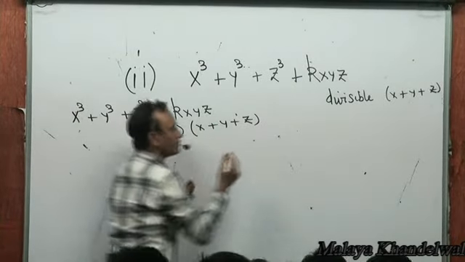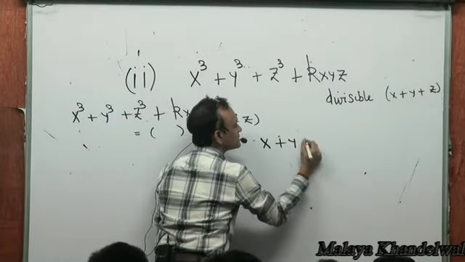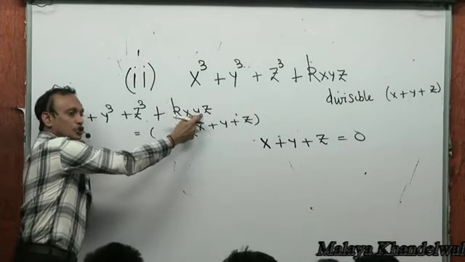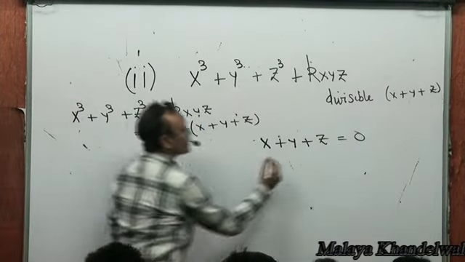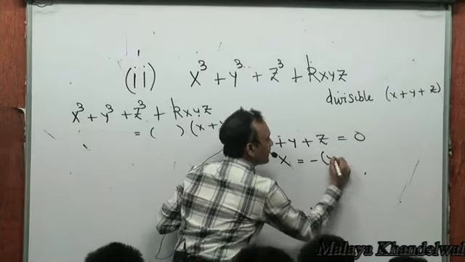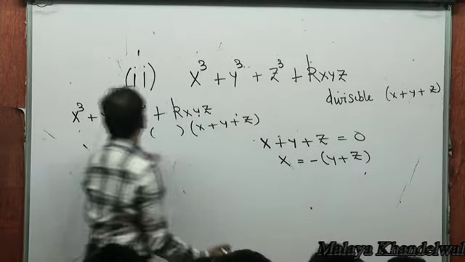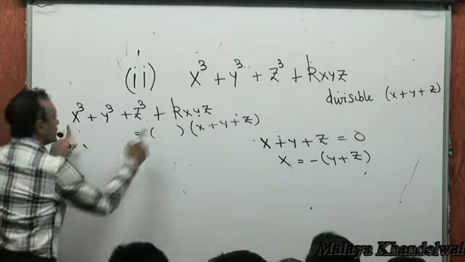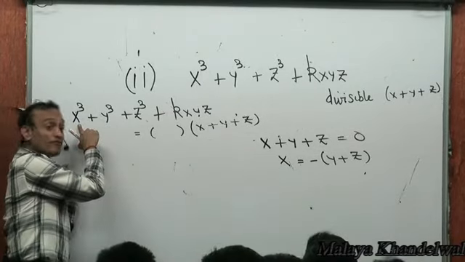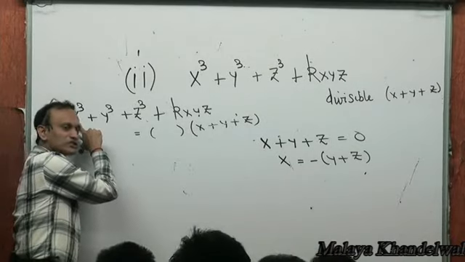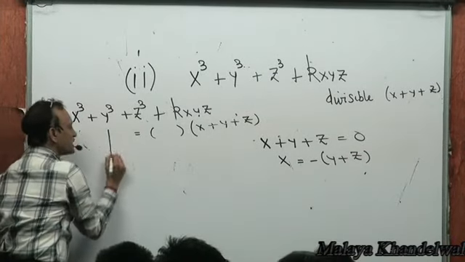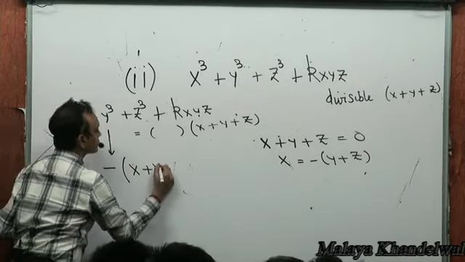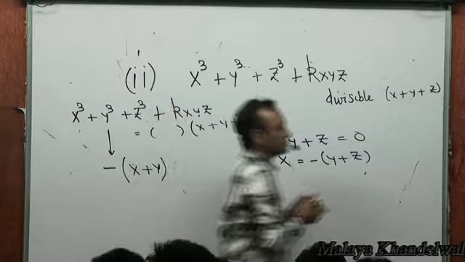Right? So now when x plus y plus z is 0, this should become 0. That means when x is minus of (y plus z), this should become 0. So in this expression, put x equal to minus of (y plus z). So this expression then precipitates into, y plus z.